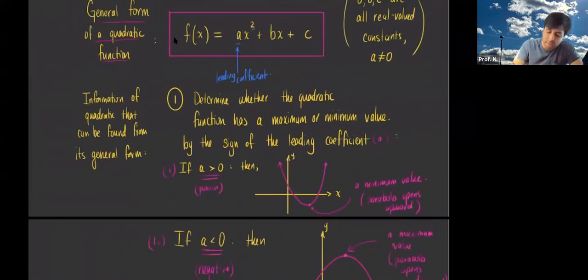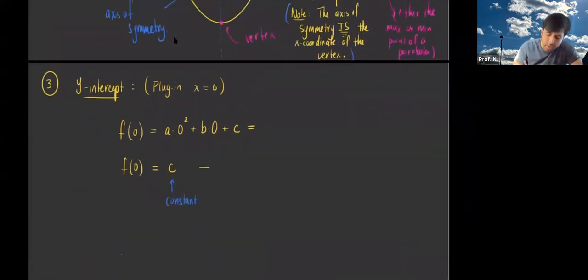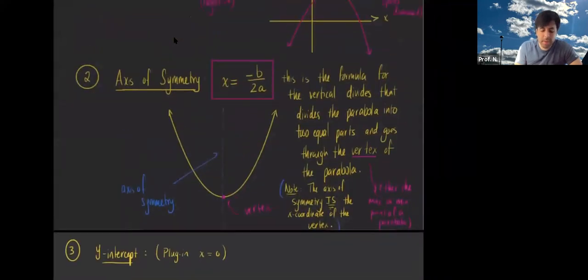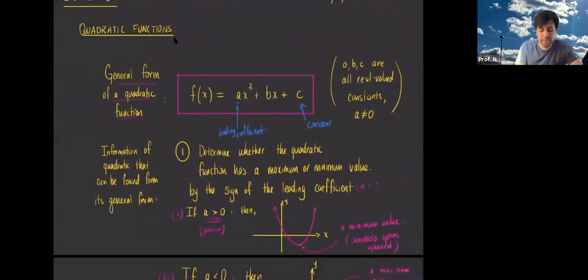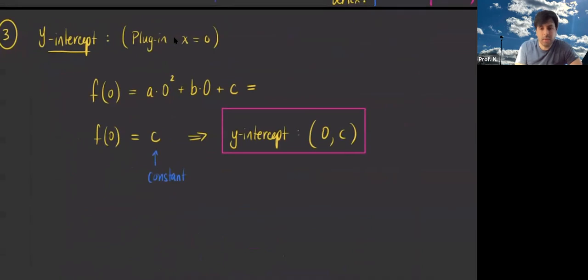So I'm going to write that up here as well. So c is a constant, which means that the y-intercept has the coordinates (0, c). So what can we figure out based upon our general formula for the quadratic function? We can find out where exactly it crosses the y-axis by looking at what the constant value is. So that's pretty quick information that I'm able to find out.